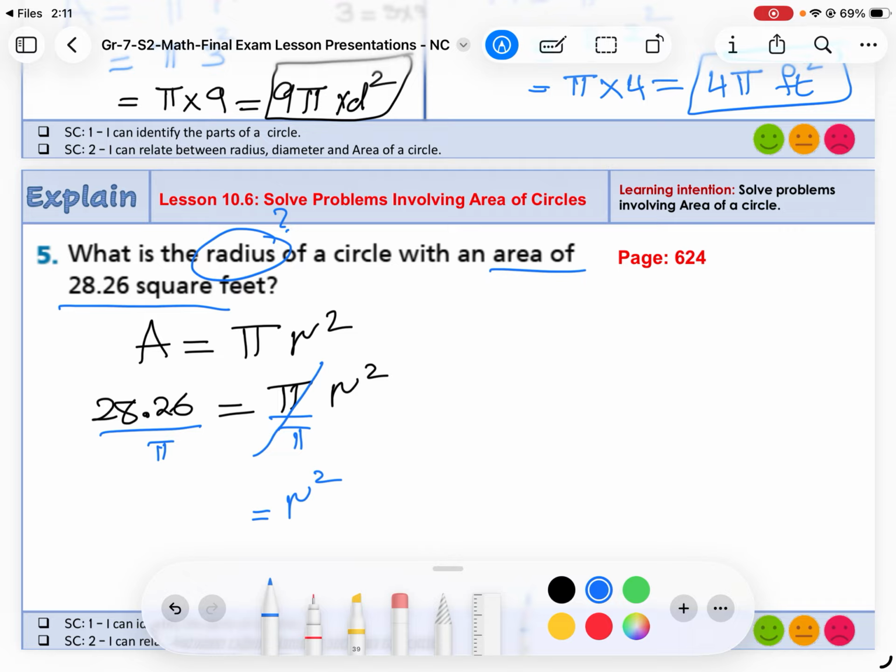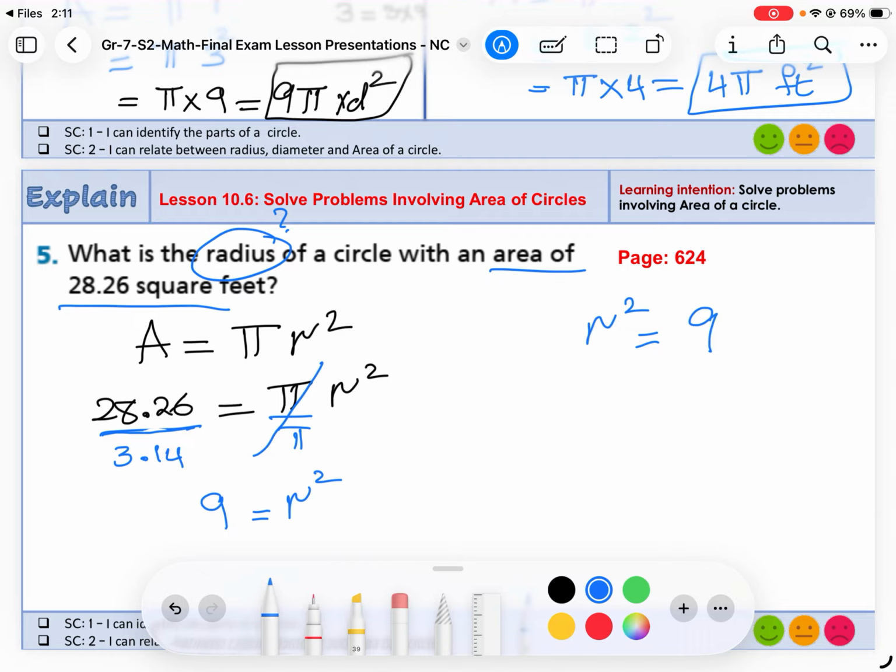28.26 divided by pi. So here, you guys, unfortunately, we have to write the value of pi. So we're going to change it into, we will use 3.14. And if you do a long division, the answer will be 9. Okay? The answer will be 9. So we ended up with r squared equal to 9.